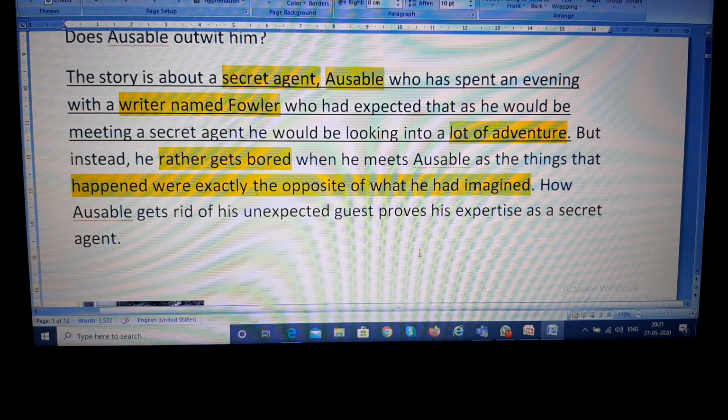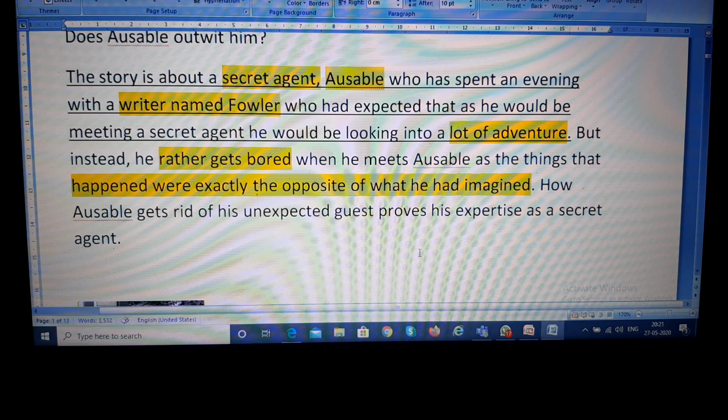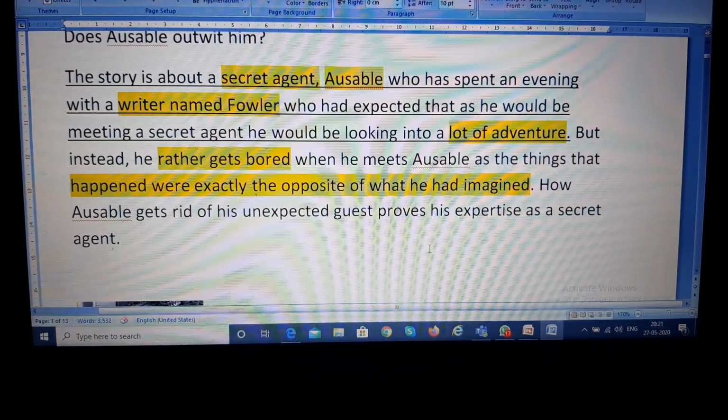But when he meets Ausable, he finds that he is a fat, plump man. He doesn't have such kind of adventures around in his life. Moreover, he leads a very dull and boring life. And this really makes him feel that he has made a wrong choice of thinking about his new story on a secret agent.